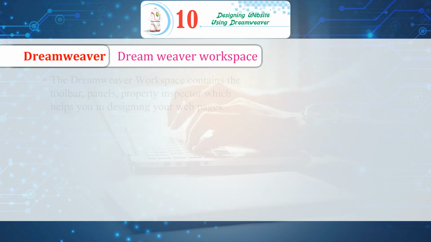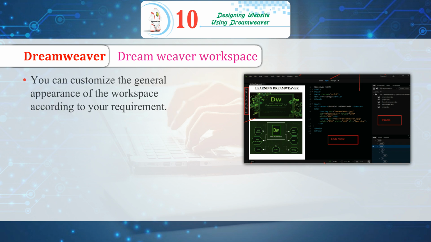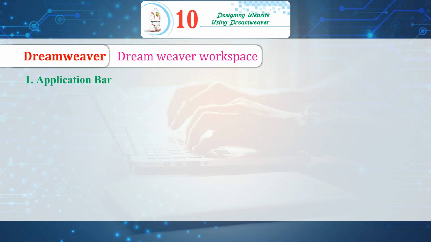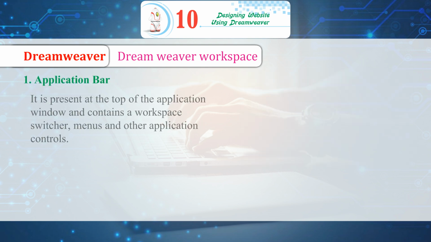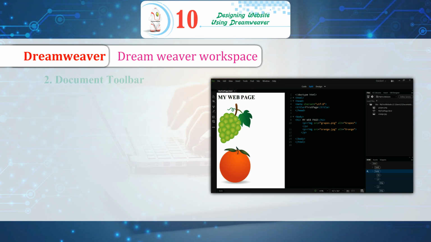Dreamweaver Workspace. The Dreamweaver Workspace contains the toolbar, panels, property inspector which helps you in designing your web pages. You can customize the general appearance of the workspace according to your requirement. Following are the various components of Dreamweaver Workspace. 1. Application bar. It is present at the top of the application window and contains a workspace switcher, menus and other application controls. 2. Document toolbar.